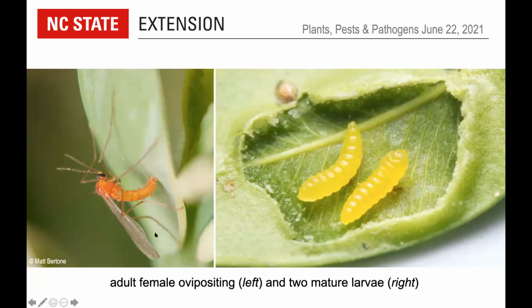So here's a female after she's emerged and mated. She uses this very sharp little ovipositor to inject eggs into the leaves. And the larvae are these legless maggots that develop throughout the year inside the hollow boxwood leaf. So again, fairly common. Look for those blisters, and those are the boxwood leaf miners.